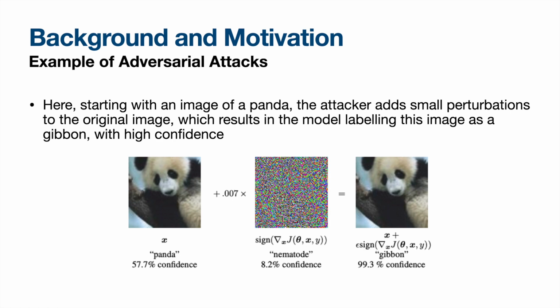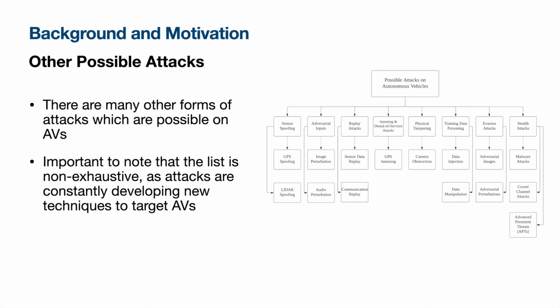One of the most famous examples of an adversarial image shown below is taken from the aforementioned paper. Here, starting with the image of a panda, the attacker adds small perturbations to the original image, which results in the model labeling this image as a gibbon, with high confidence. In fact, there are many other forms of attacks which are possible on autonomous vehicles. It is important to note that this list is non-exhaustive, and attackers are constantly developing new techniques to target autonomous vehicles.